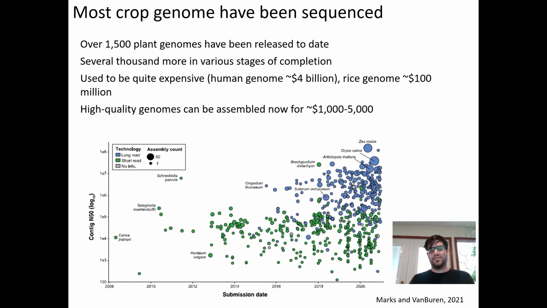And so this includes most crop species, many wild species, and model ecological species. And there are thousands more in various stages of completion. And so it used to be quite expensive.